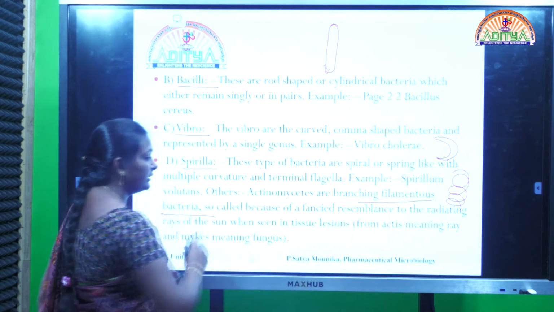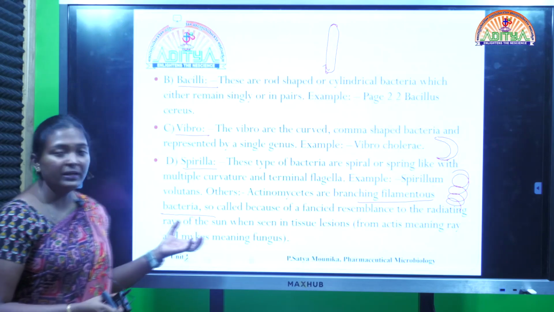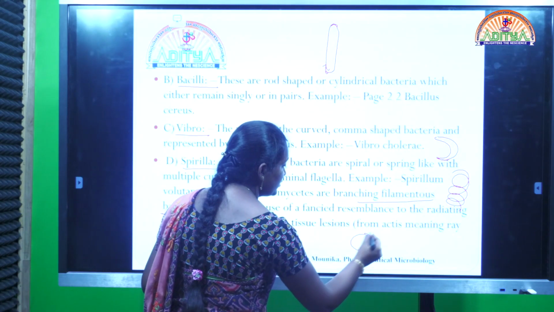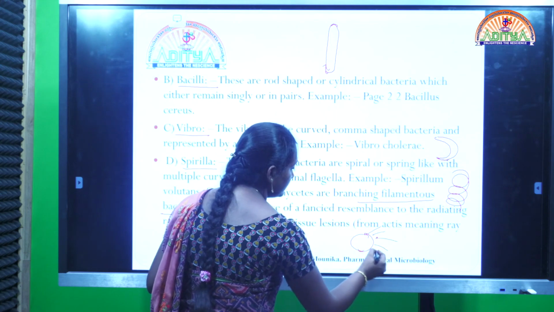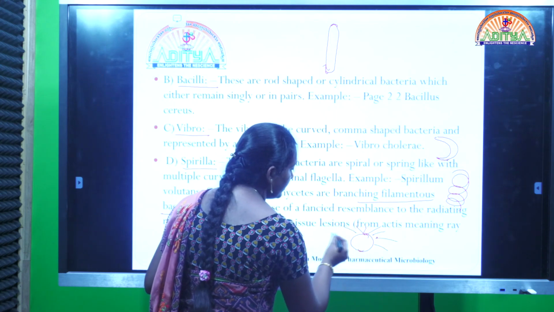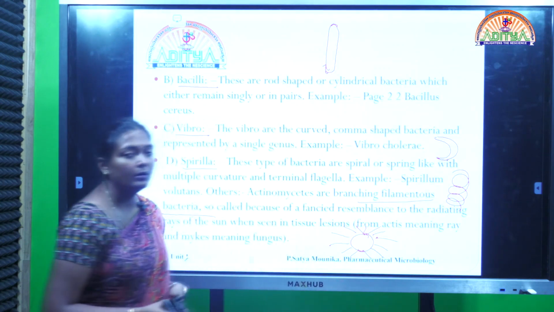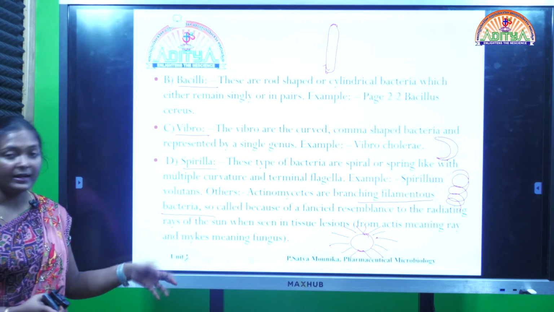on the surface of the bacteria, and there would be variations like the rays coming from the sun, the diagram which we used to draw in our childhood. So these are the examples for Actinomycetes.